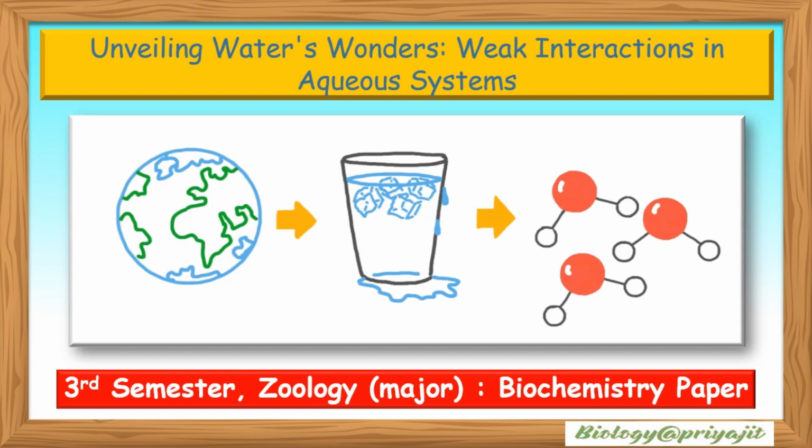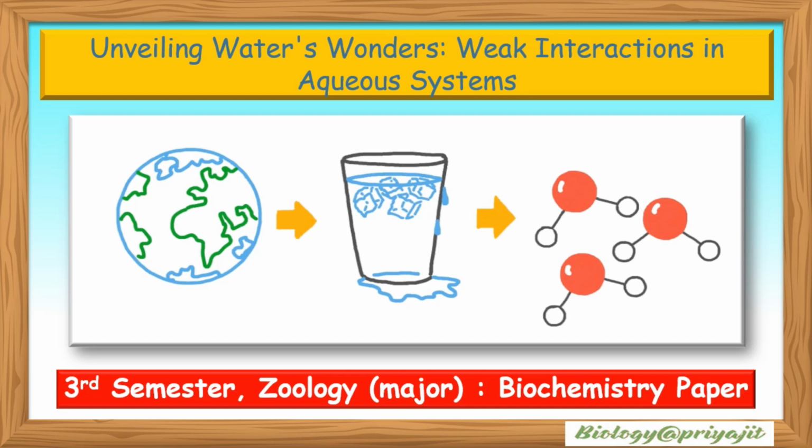হ্যালো মাই ডিয়ার ভিউয়ার্স, জুলজির সেমিস্টার 3 এর বায়োকেমিস্ট্রি পেপারের ফার্স্ট ইউনিট থেকে আজ আমরা উইক ইন্টারঅ্যাকশনস ইন aqua systems ডিসকাস করব। বেসিক্যালি ইন aqua systems weak interactions are fundamental to maintain the structure, stability and functionality of biological molecules.